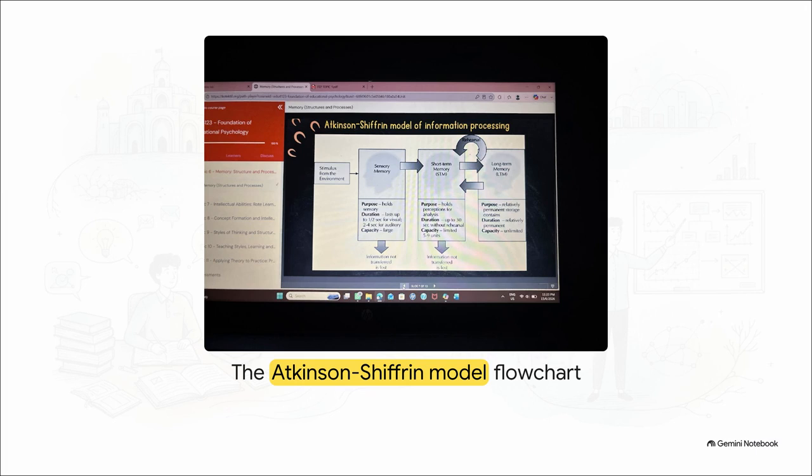Think of this as the ultimate journey of a new English word. It starts with a stimulus from the environment, like you, the teacher, saying the word out loud. That immediately goes into the student's sensory memory. Now, if they actually pay attention, it moves to their short-term memory. And if they practice it through rehearsal, boom, it finally lands in long-term memory. But here's the catch. If information isn't transferred to the next stage, it's completely lost.